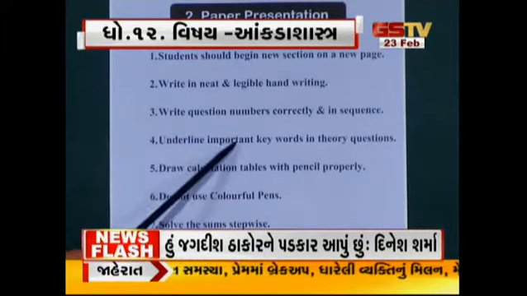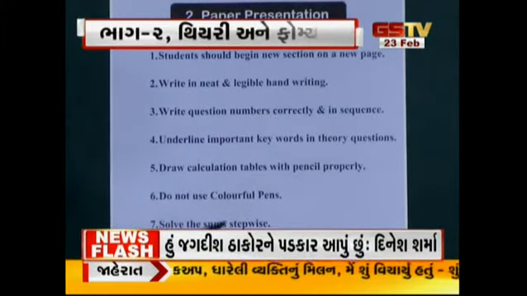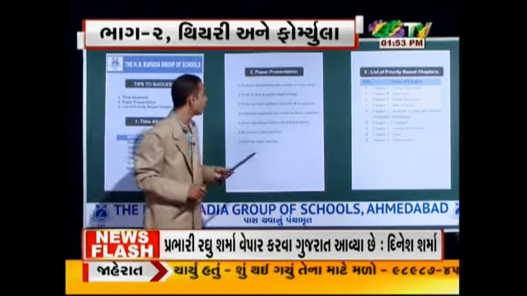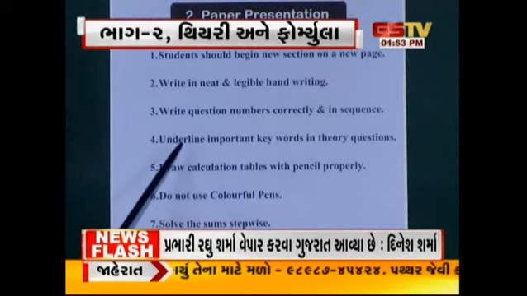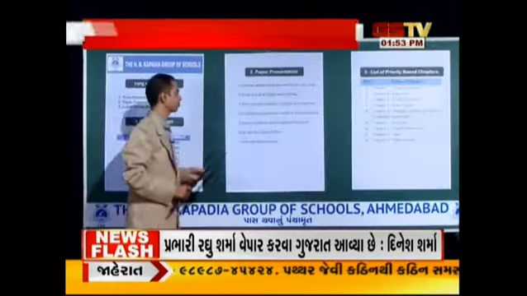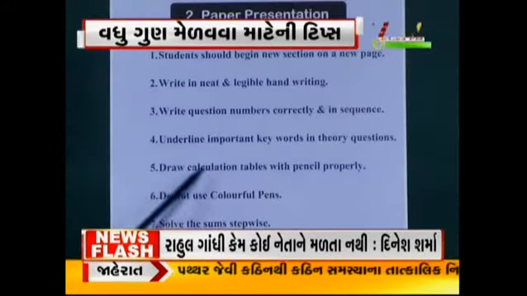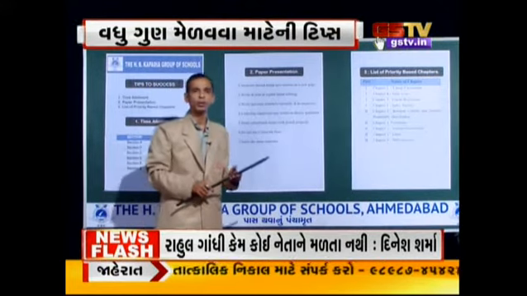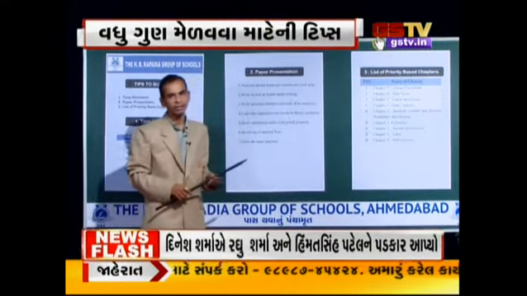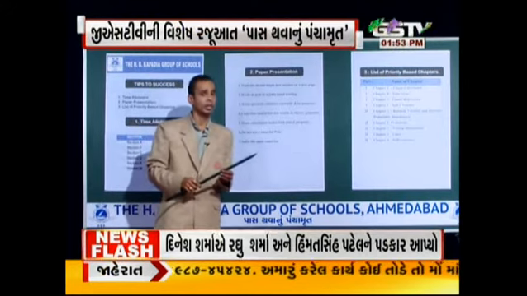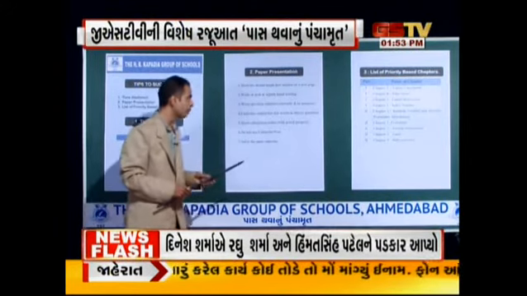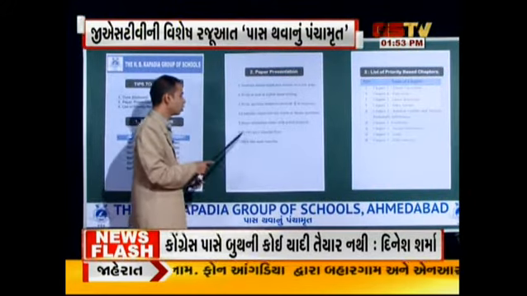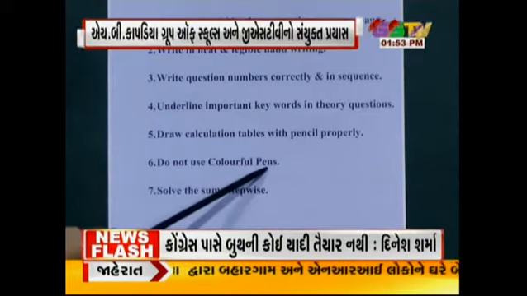Next, underline the important keywords in theory questions. While writing the theory, properties, characteristics, meaning, you have to make a proper underline to important keywords. Number 5, draw calculation tables with pencil properly. As we all know, in the chapters of correlation, regression, time series, index number, we have to prepare tables. So we have to prepare those tables with pencil and by using a scale only. Next, do not use colorful pens.